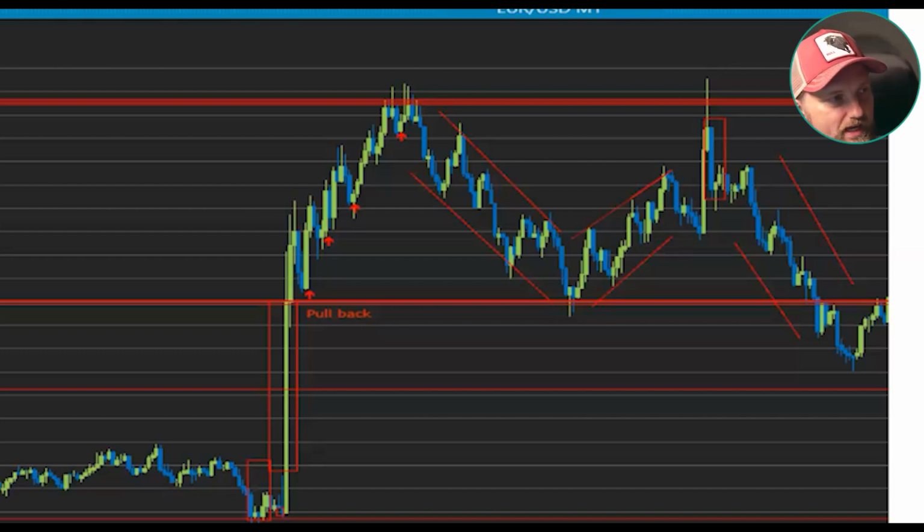I've heard you say action points a bunch of times. I'm trying to install that, man. And so it just happened to be a support resistance action point.